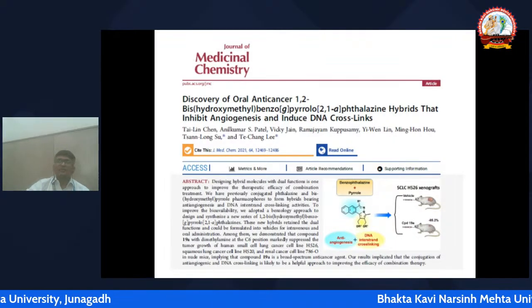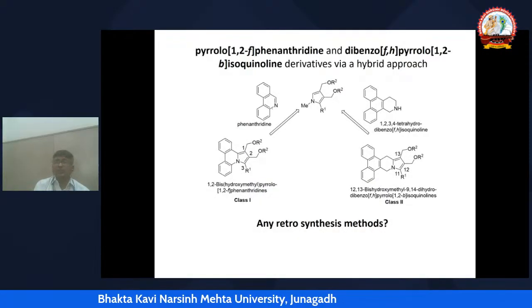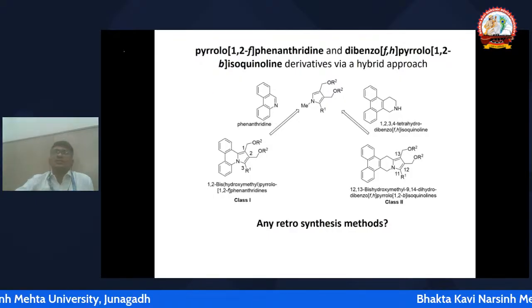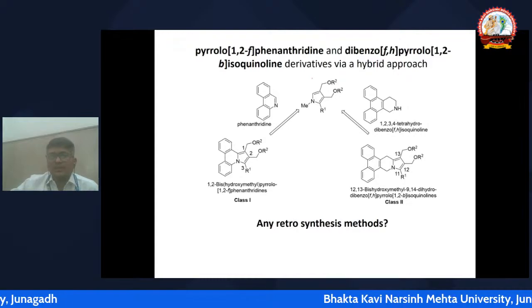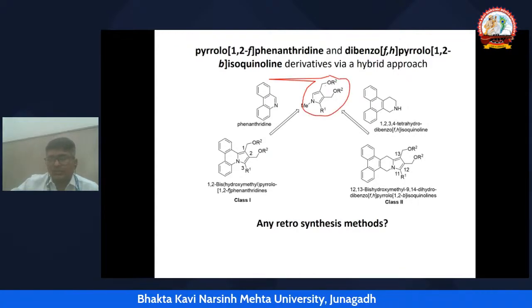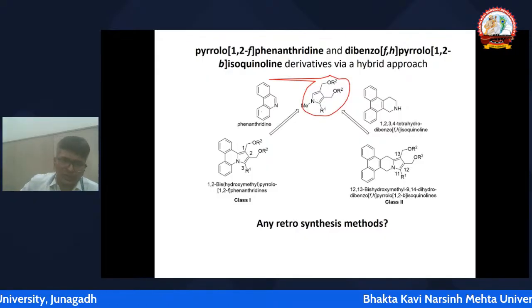So this shows how we can modify the lead molecules, or we can modify any compounds. Now after that, we kept in mind that these pyrrole groups have very good DNA cross-linking activity. So we have designed two types of molecules.